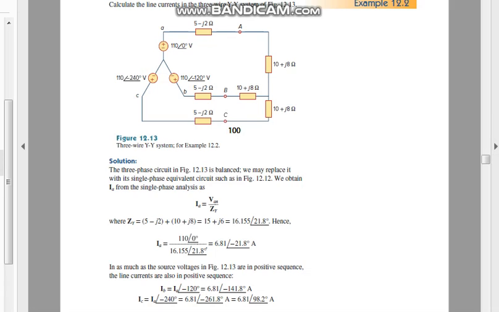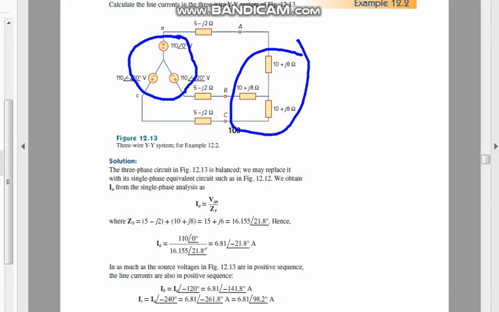There is a generator part here, as you can see. This part is the generator, and this part is the impedance or load part, and the currents are generated from the generator to the load part. There are three lines, and I have to find the line currents in the three-wire Y to Y system. This is a Y connection, and this is also a Y connection.